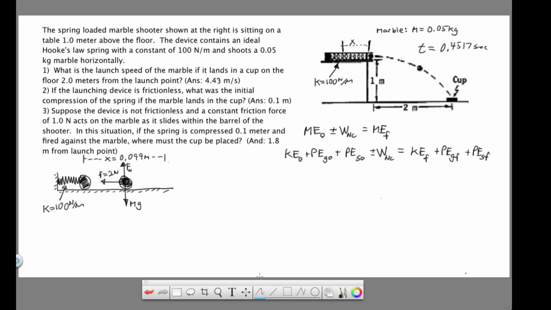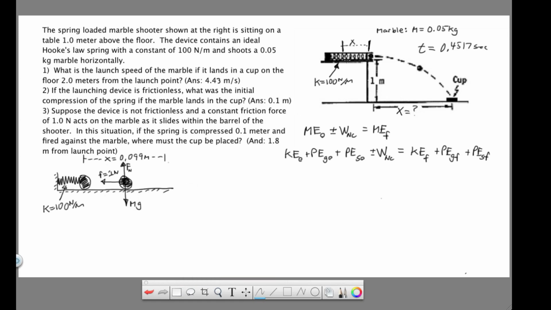Okay, in the third question, we're told that friction is now present between the marble and the barrel of the shooter, the shooting device. And what this friction is going to do is lower the final velocity of the marble as the marble leaves the edge of the table here. And because there's a lower velocity when the marble leaves the edge of the table, the marble's not going to fly as far through the air. So this 2 meters that was initially given now becomes a question mark. So we're going to label this x equals question mark.